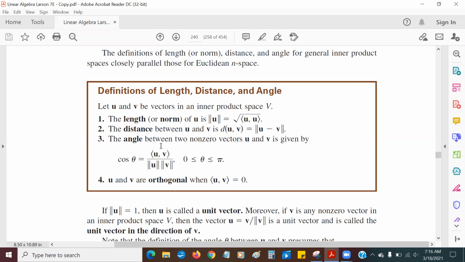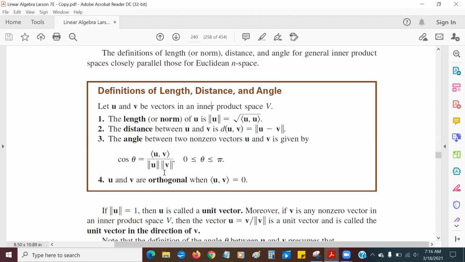Anyway, the angle between two non-zero vectors u and v is going to be given by this formula. In the past, we had the dot product u dot v over the magnitude of u times the magnitude of v. But here it's not necessarily a dot product. It's similar, but it's whatever the inner product is. So it's the inner product of u and v over the length of u times the length of v, which may or may not be the same kind of thing.